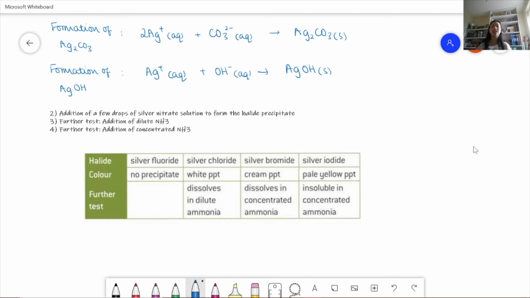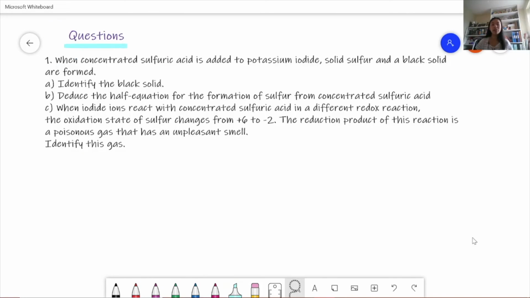So when you add the silver nitrate, it'll form a pale yellow precipitate. And then when you add dilute ammonia, it won't do anything. And then when you add concentrated ammonia, it also won't do anything. And that's when you know that you have silver iodide. So now we're going to look at some questions.